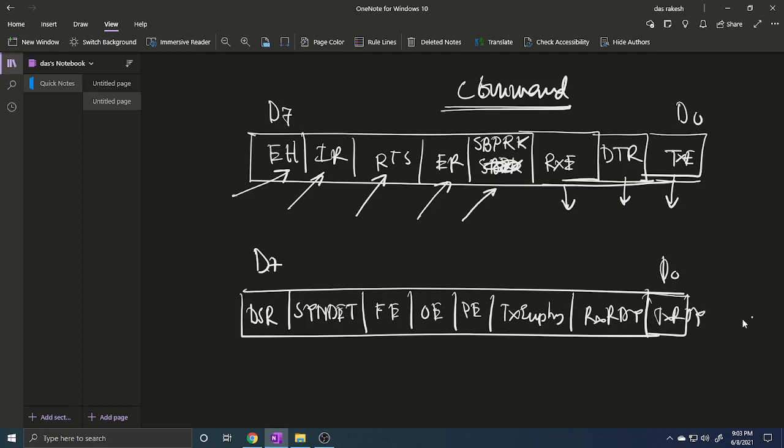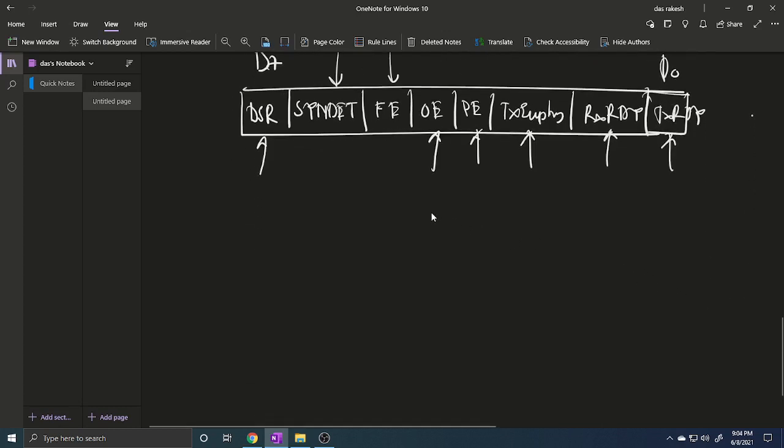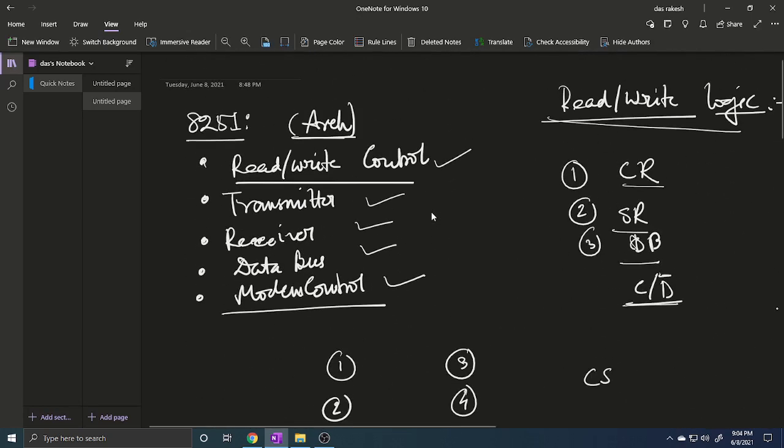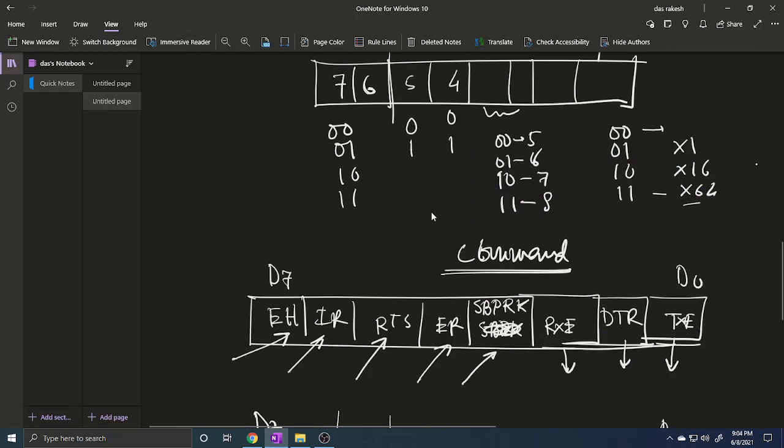Now DSR means data set ready. SYNDET means synchronous character detected. FE means framing error, which is very important for wireless communication also. OE is overrun error. PE is parity error. TXEMPTY means transmitter empty or not. RXRDY means receiver ready, and TXRDY means transmit ready. Using these status bits, we can control the 8251 data transmission in either synchronous or asynchronous mode.